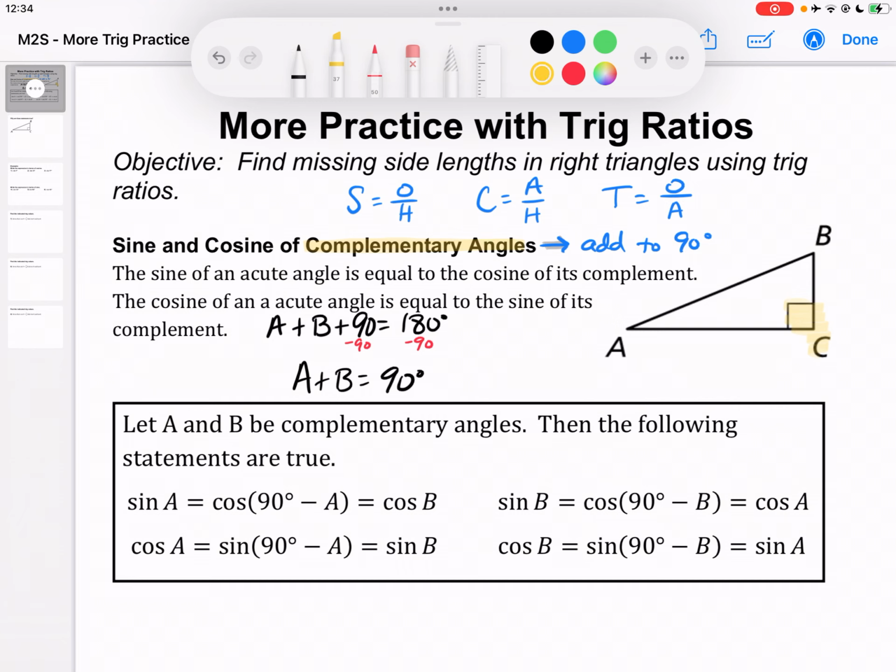Because those two angles are complementary, we can say the following. We can say that sine of angle A is equivalent to cosine of angle B, because angle A and angle B are complementary angles. And you can say that for any of the complementary angles. Switch it up, you can see right here.